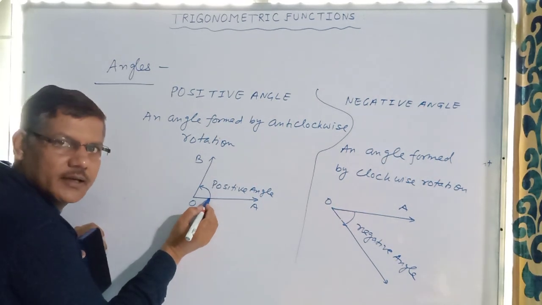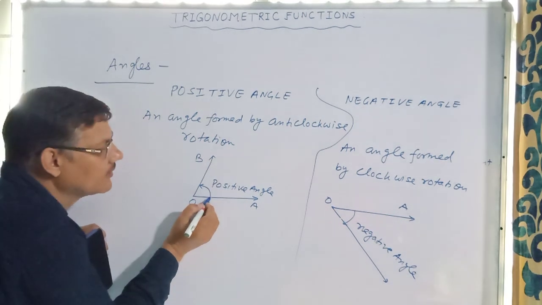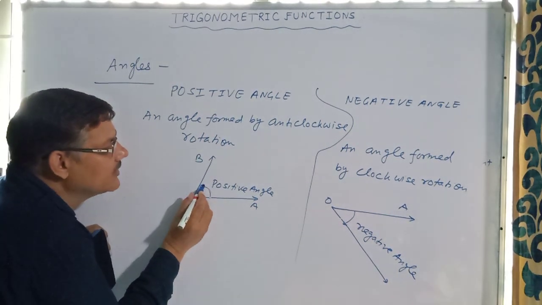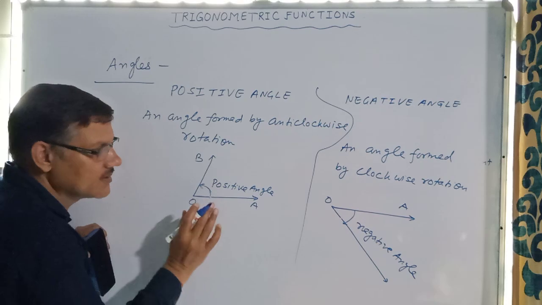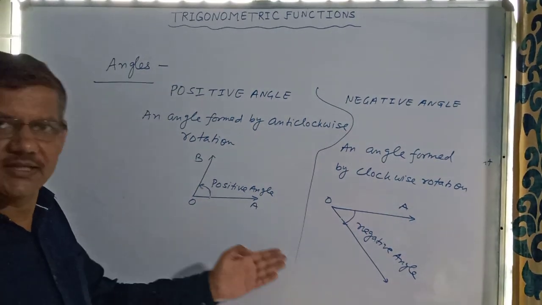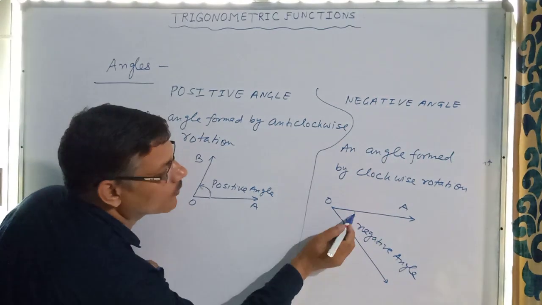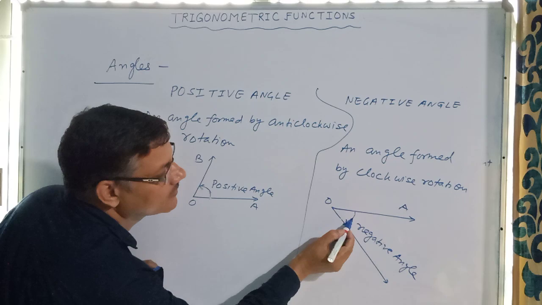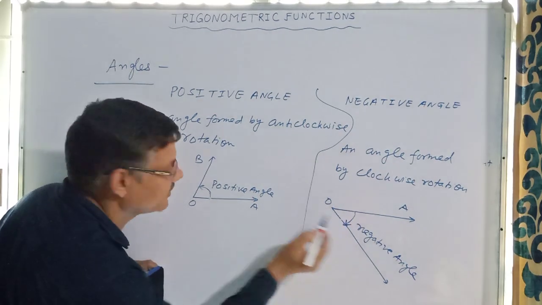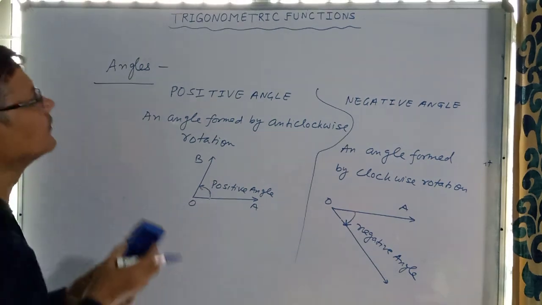The way to mark the angle in this branch is starting from the initial side up to the final side. Here we have to show an arrow, otherwise it is not possible to decide whether it is positive or negative. So in this branch it is required to show the angle by an arrow, starting from the initial side up to the terminal side. In this way we get the rotation in which direction.